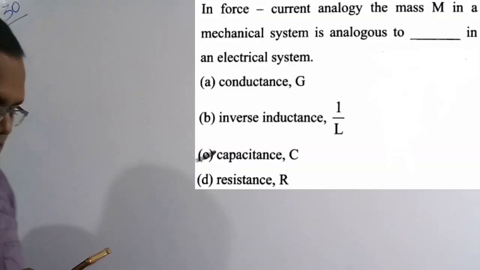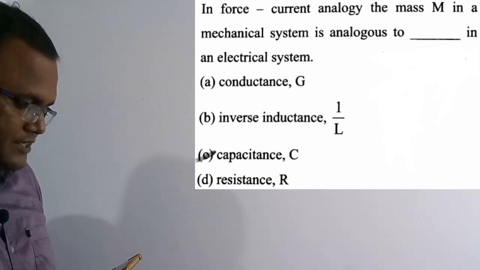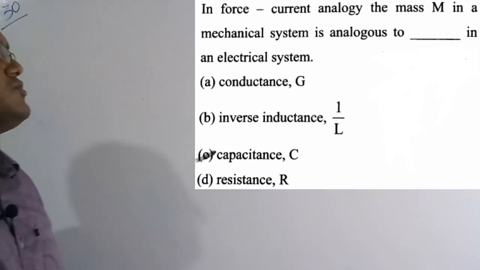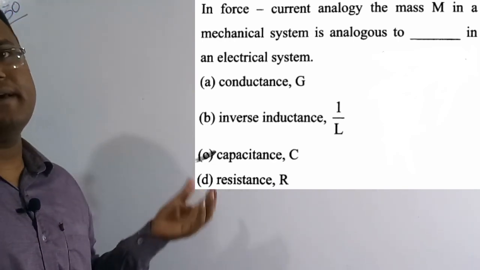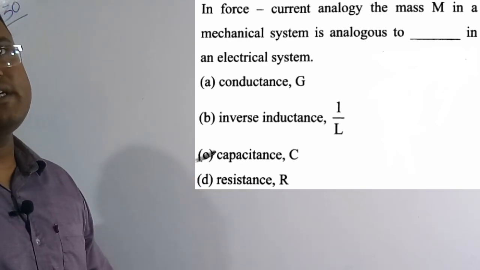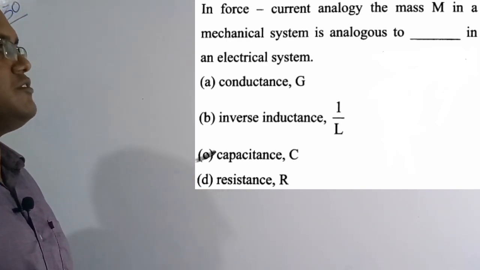So this is the last question of this lecture. See the question here: in force current analogy, the mass m in a mechanical system is analogous to dash in an electrical system. So in this question they have given the force current analogy. The mass m in a mechanical system is equivalent to what in an electrical system? Of the four options, option C, capacitance, is the correct solution of this question.